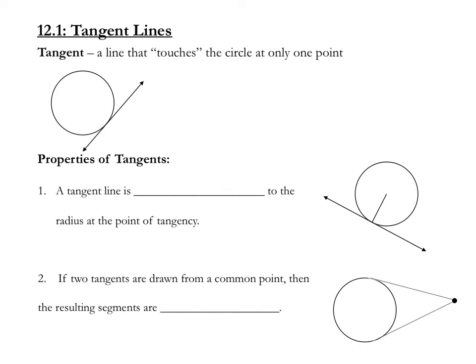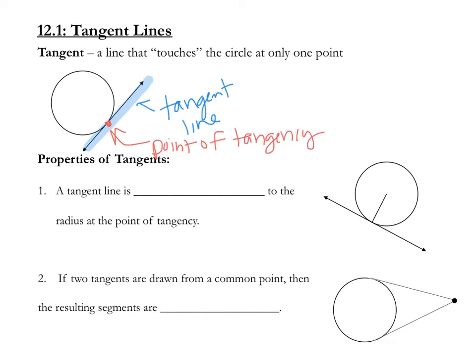So the first word we're looking at today is what's called tangent. A tangent is a line that just touches the circle. So if you look at this line here, it only touches the circle specifically at one point. So that is your tangent line. And then the point that it hits, this point right here, we call that the point of tangency. Just to get those terms out of the way.